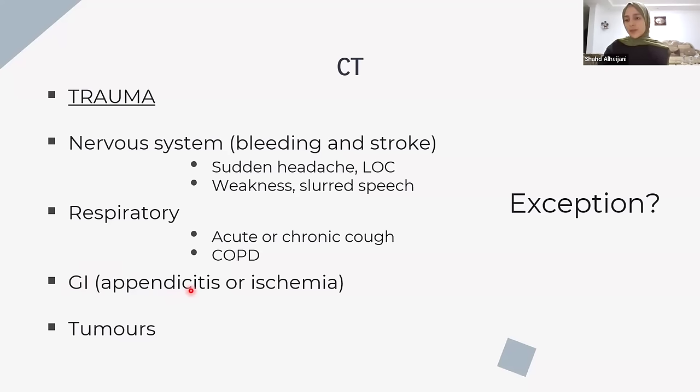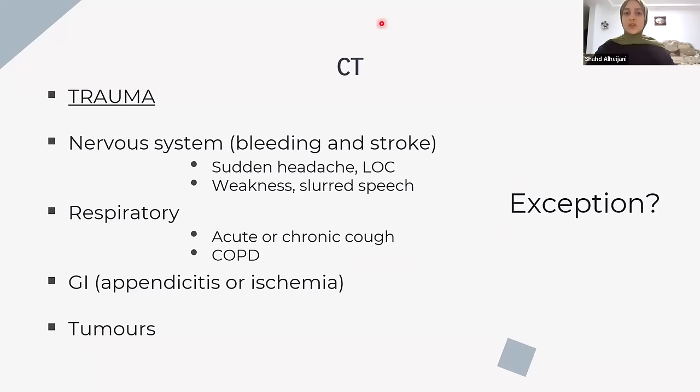Again, it can be used for GI. For example, if the patient has appendicitis or there's ischemia in internal organs, again, think of CT. And finally, for tumors. So tumors, best modality to see tumors. For example, let's say you have a tumor in the liver. As we said, you put it at the liver window, you put contrast, and then the contrast will be taken up by the tumor and it will light up so you can see it. So CT, best modality for trauma, for anything in the nervous system, COPD, GI, and for tumors.